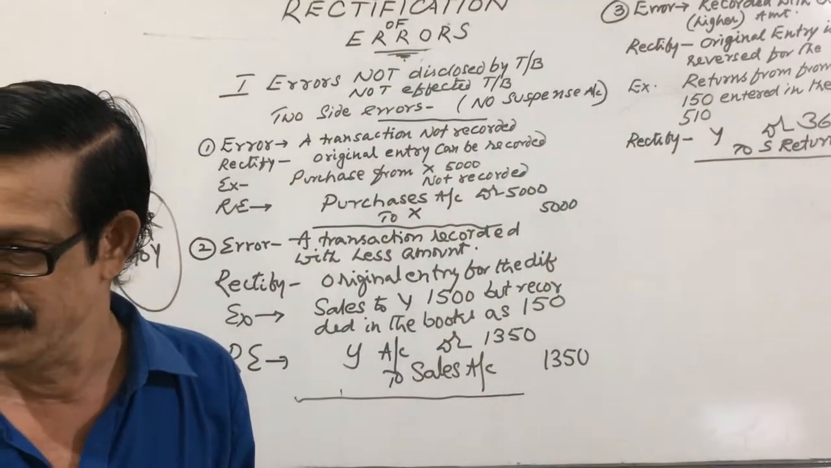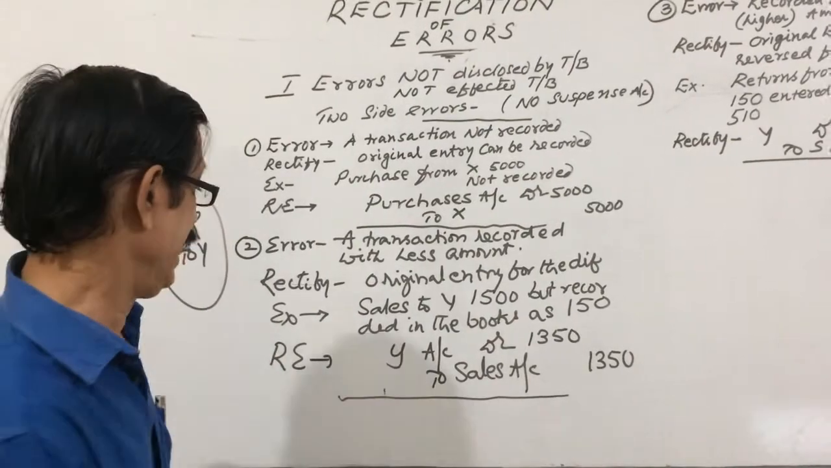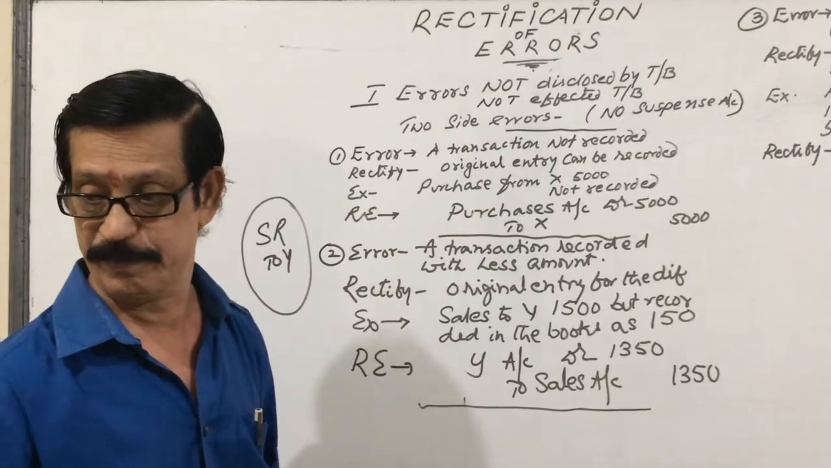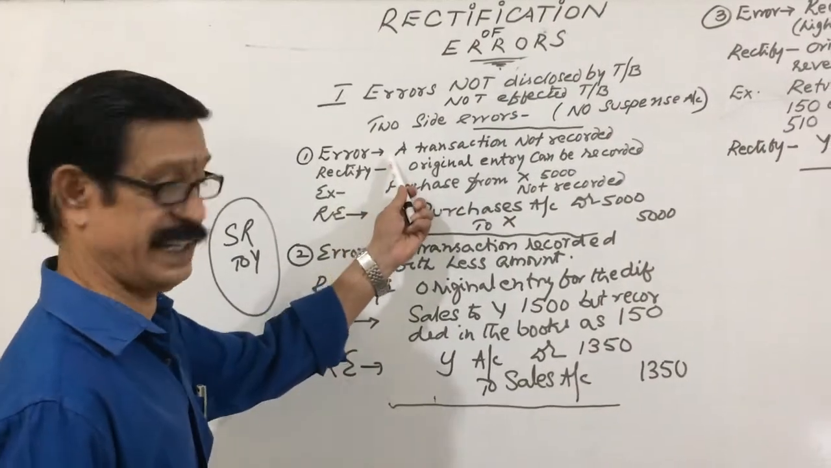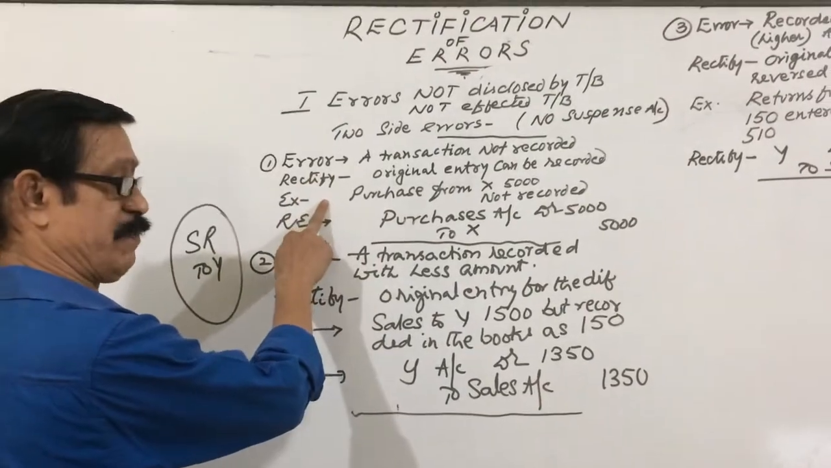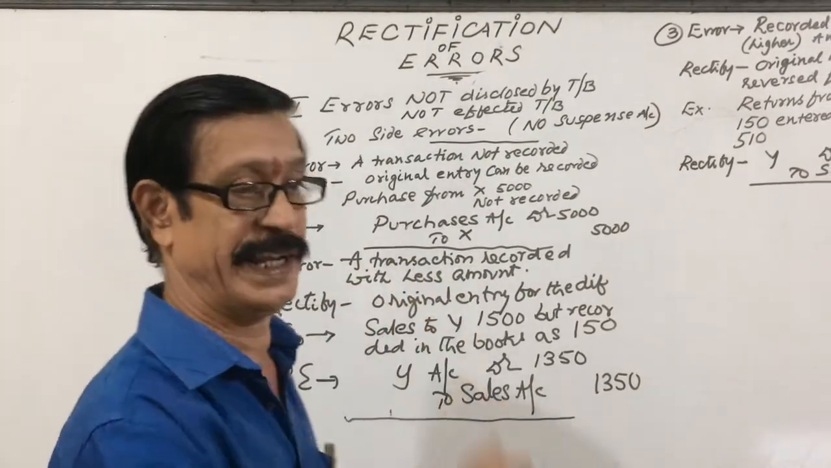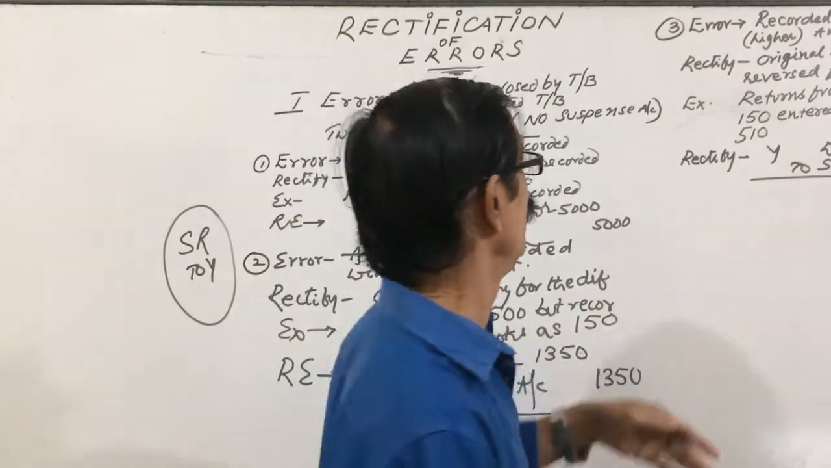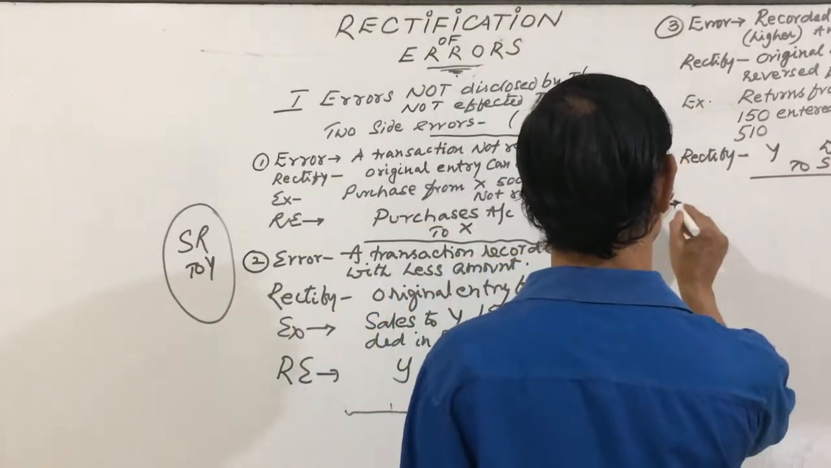Understanding or not? Following? Here, I am explaining in a systematic order what the error is and how it is to be rectified. I am giving one example, and for that example, a rectifying entry is also given. Understanding? Now, come to the fourth one.